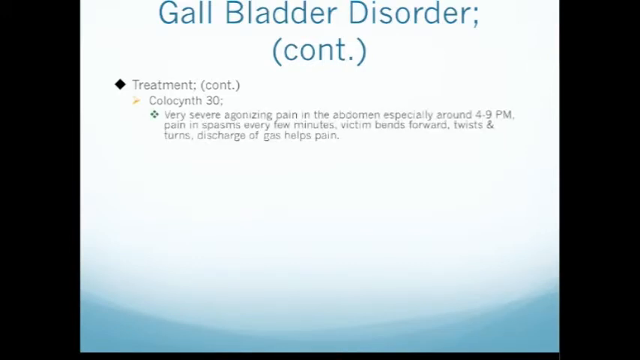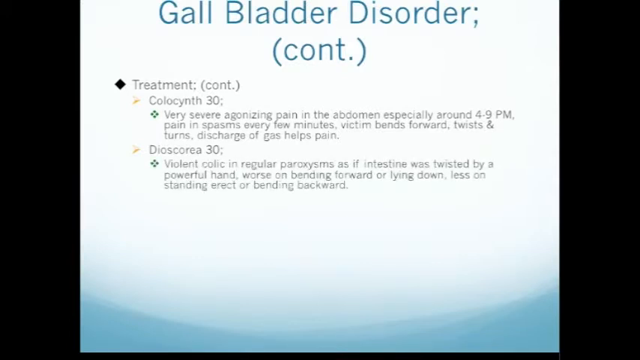Colocynth 30 is good for very severe agonizing pain in the abdomen, especially around 4 to 9 o'clock in the evening. The pain comes in spasms every few minutes. The victim bends forward, twists and turns. Discharge of gas will help the pain. Dioscorea 30 is good for violent colic and regular paroxysms as if the intestine was being twisted by a powerful hand. It's worse on bending forward or lying down, less painful on standing erect or bending backward.